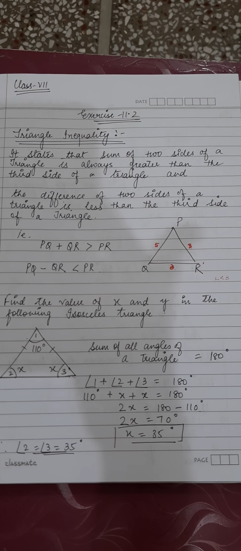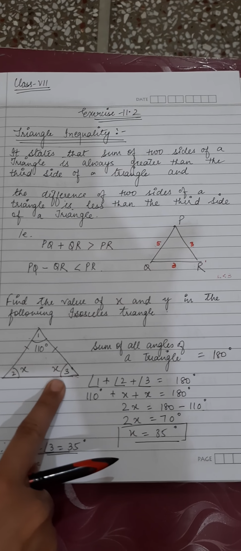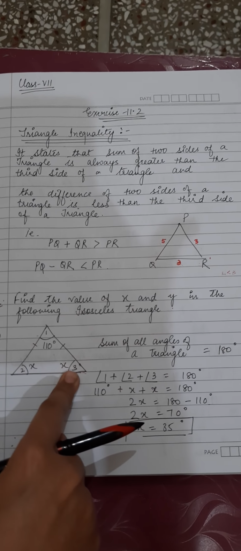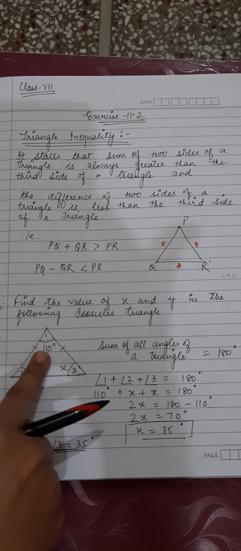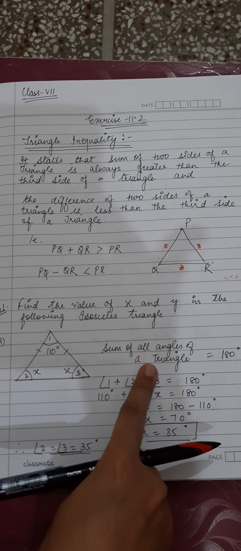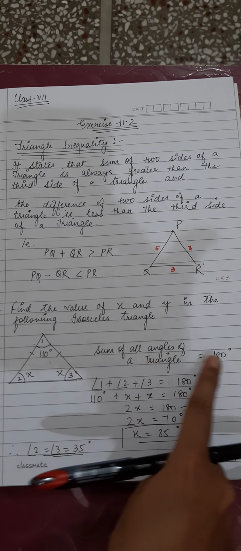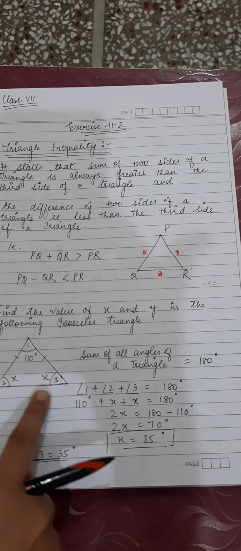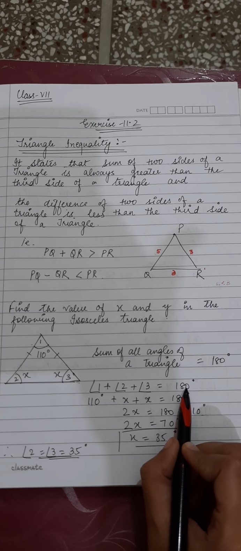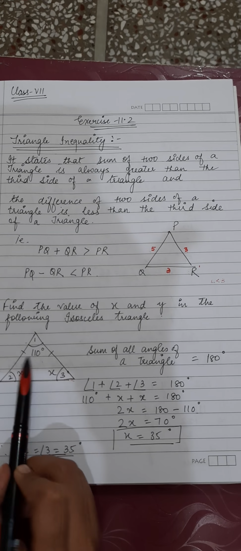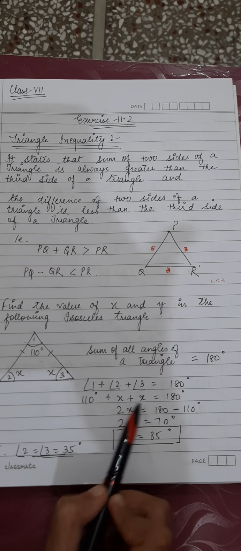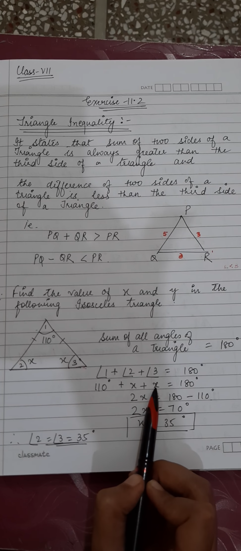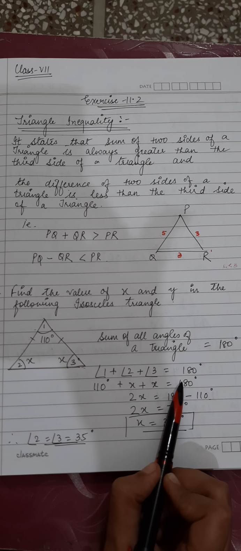But here we have to find the value of x. I know that this is an interior angle, this is interior, and this is also interior. 110 is also an interior angle. So I can apply the angle sum property: the sum of all angles of a triangle is how much? 180. Angle 1 plus angle 2 plus angle 3 gives 180. Angle 1 is 110, angle 2 is x, angle 3 is also x. It is already given in the book. You have to find the value of this x, and this equals 180.